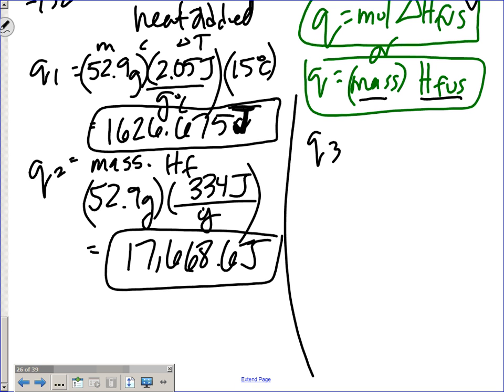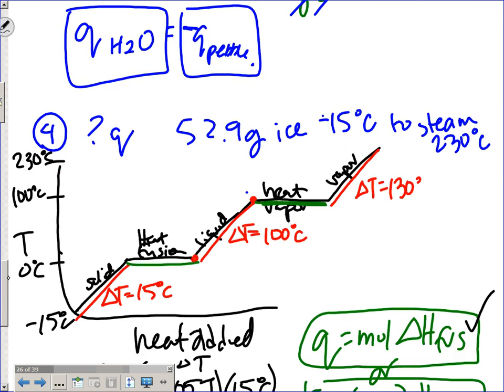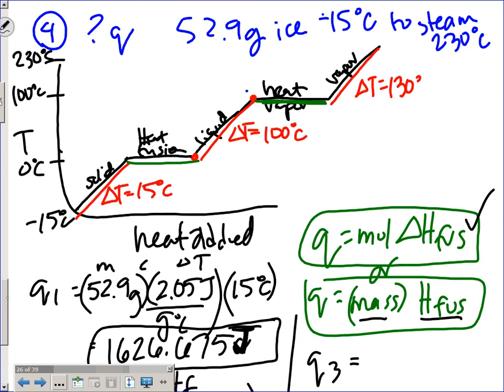Alright, I trust you guys are calculating okay. So now that's section 3. Section 3 is our liquid phase now. So we're going to have the same mass.